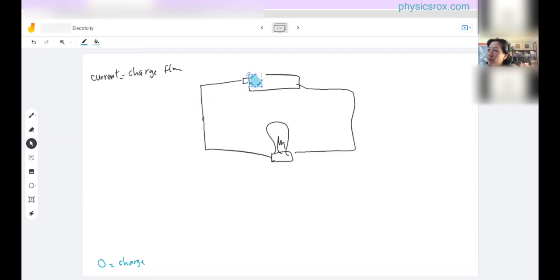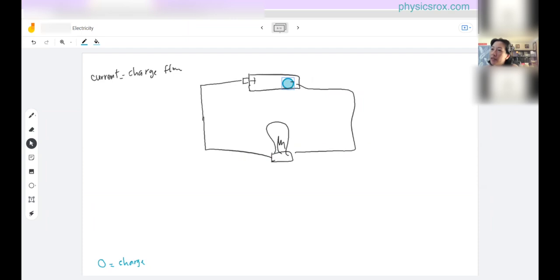That means the charge starts from where? Think of it like this for electricity. The battery, this is positive, this is negative. Current flows from positive to negative. So when the charge is flowing, it starts from positive, goes through the circuit, goes through the light bulb, and then comes out.